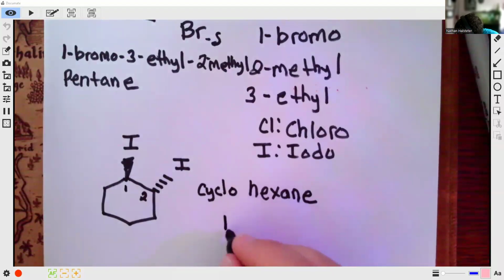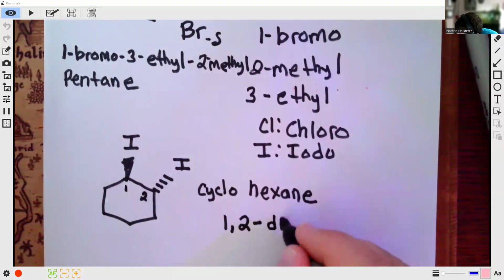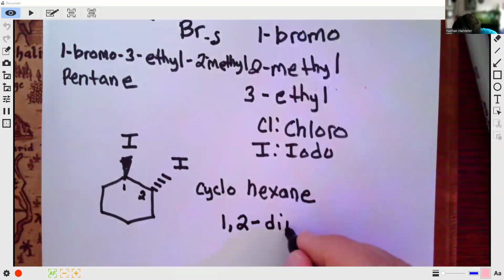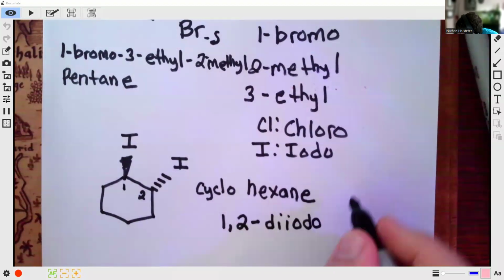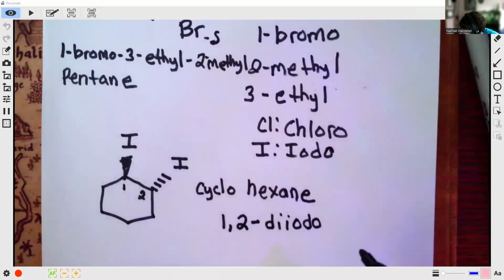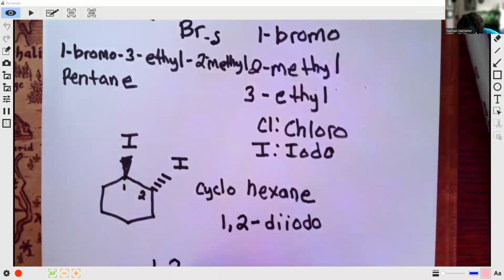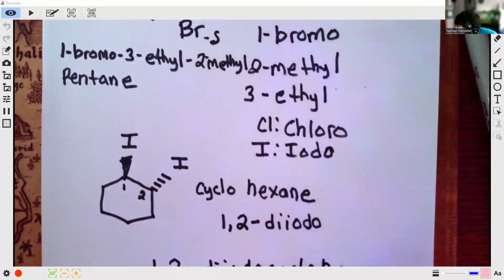1, 2. So 1, comma, 2. In between numbers, there should be a comma. In between numbers and letters should be a dash. Because there's two of them, we get the prefix di, iodo. So 1,2-diiodocyclohexane. But we're forgetting what type of conformation this is. I'll move the paper up in just a second.